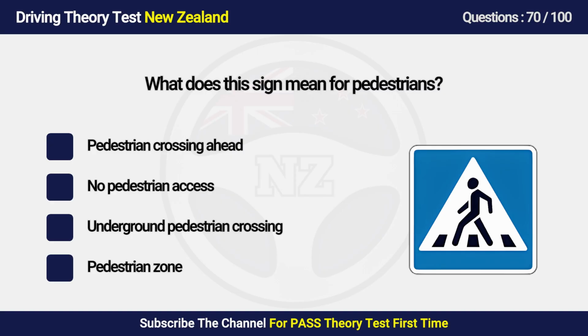A. Pedestrian crossing ahead. B. No pedestrian access. C. Underground pedestrian crossing. D. Pedestrian zone.